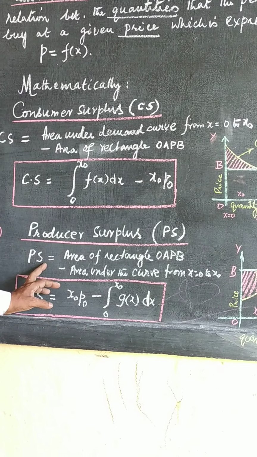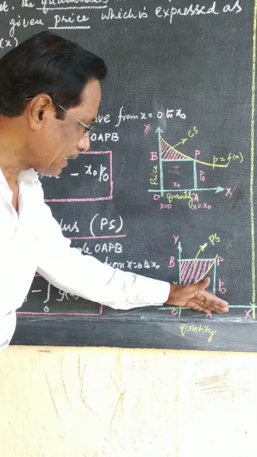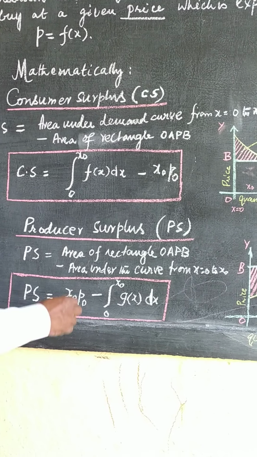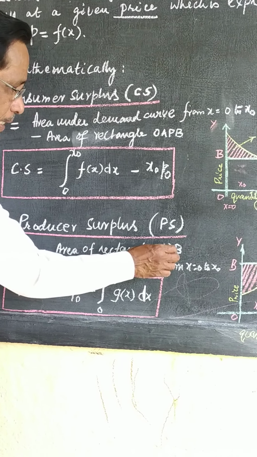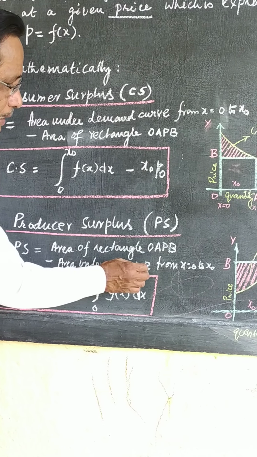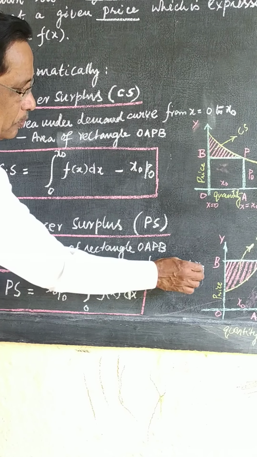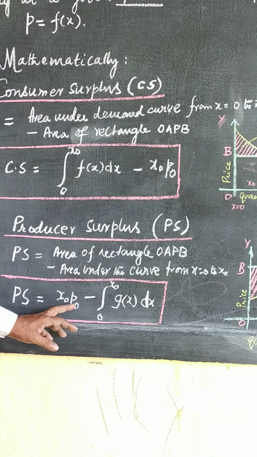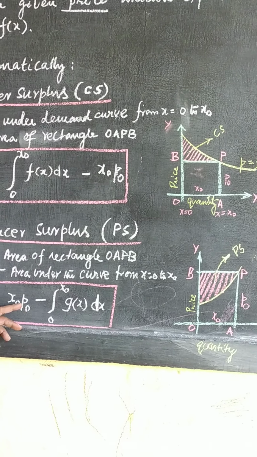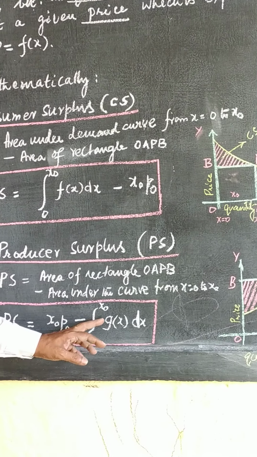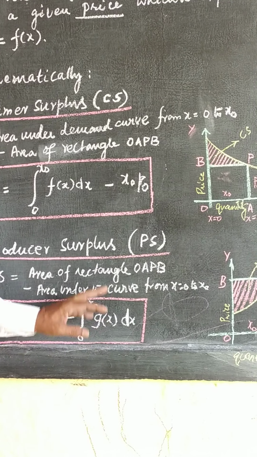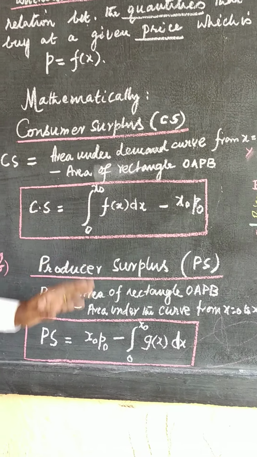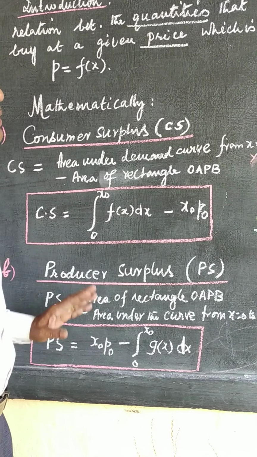Similarly, producer surplus is denoted by PS. PS is area of rectangle OAPB minus area under the curve from x is equal to 0 to x is equal to x naught. PS is equal to x naught P naught minus the integral of f(x) dx. This is area of rectangle minus area under the curve. These are the two formulas for consumer surplus and producer surplus.